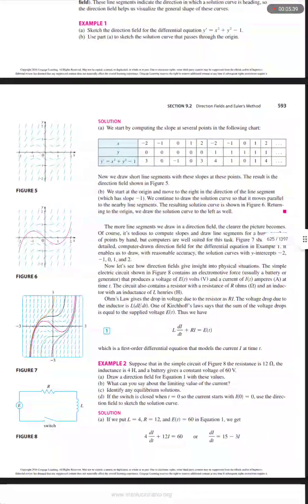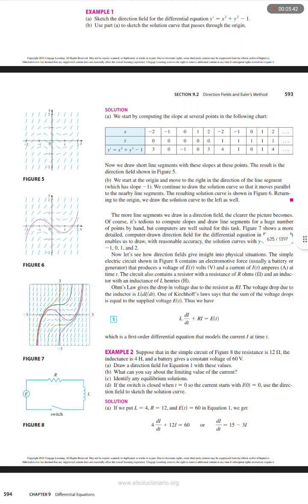Example 1. Part A, sketch the direction field for the differential equation y prime equals x squared plus y squared minus 1. Part B, use part A to sketch the solution curve that passes through the origin.